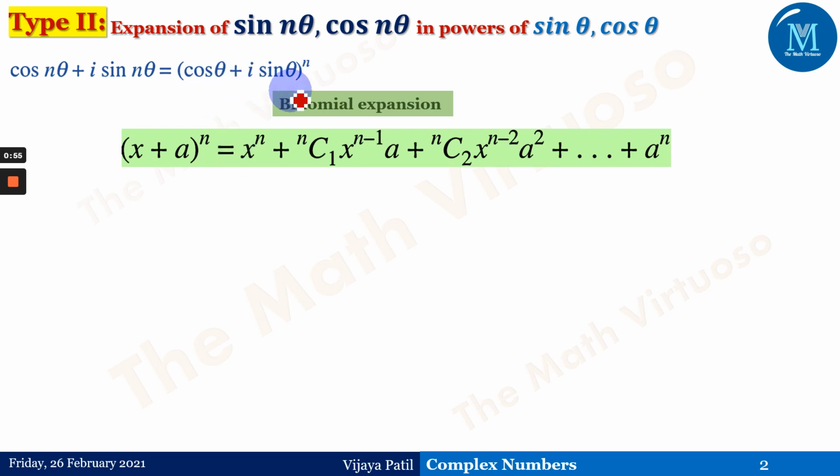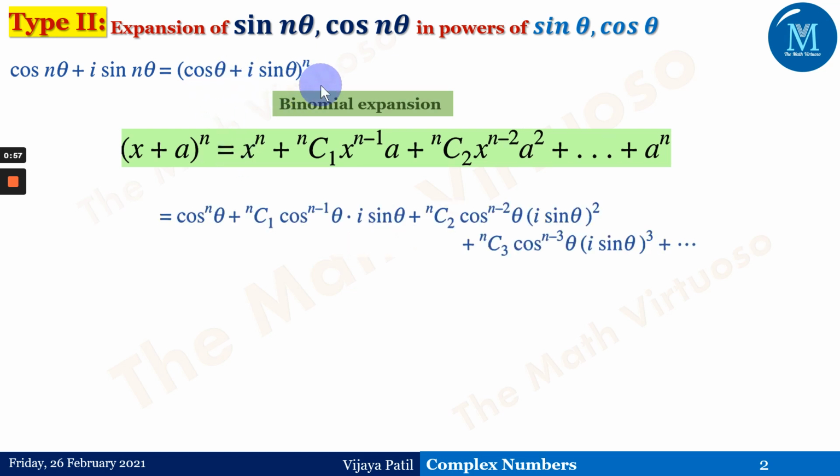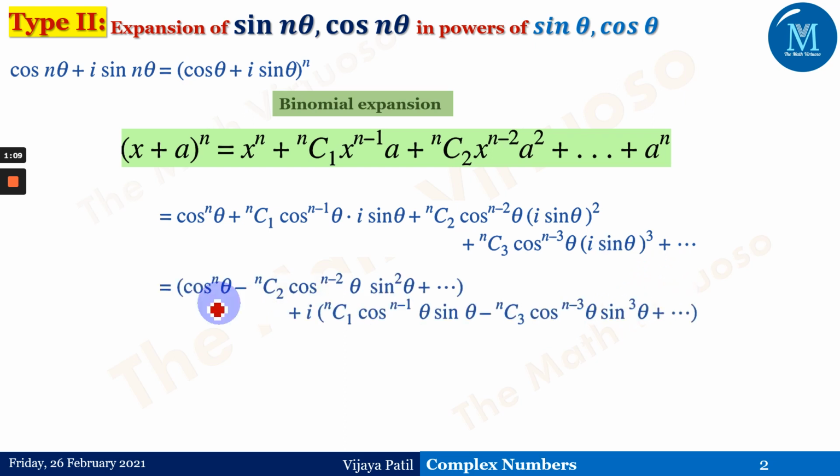Cos theta plus i times sin theta to the power n can be expanded as cos to the power n theta plus nC1 cos to the power n minus 1 theta times i sin theta, and so on. This goes as a series. If we collect the terms, the imaginary part is the coefficient of i, and the real part is the terms without i.